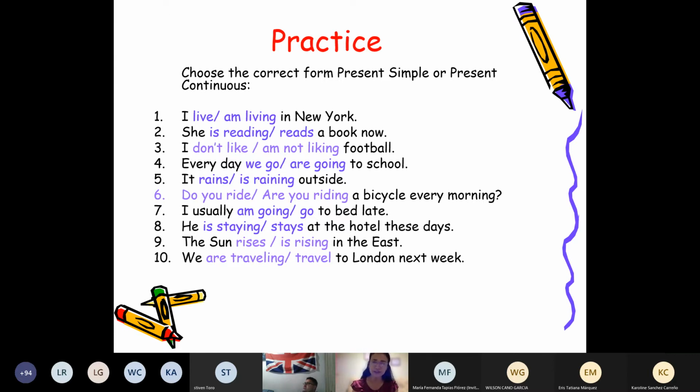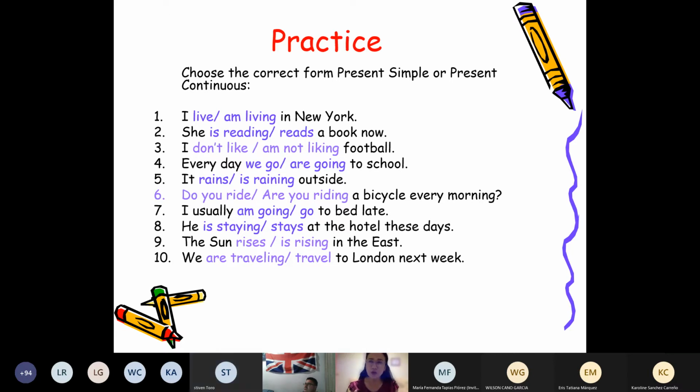The sun rises or is rising in the east? What do you think, Steven? I think that the sun is rising in the east. No, really. What do you think, Wilson? The sun rises in the east. The present simple?